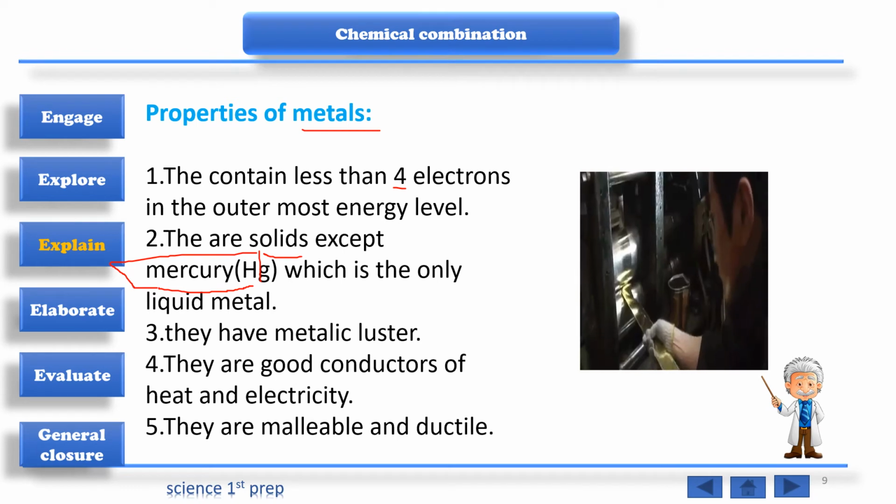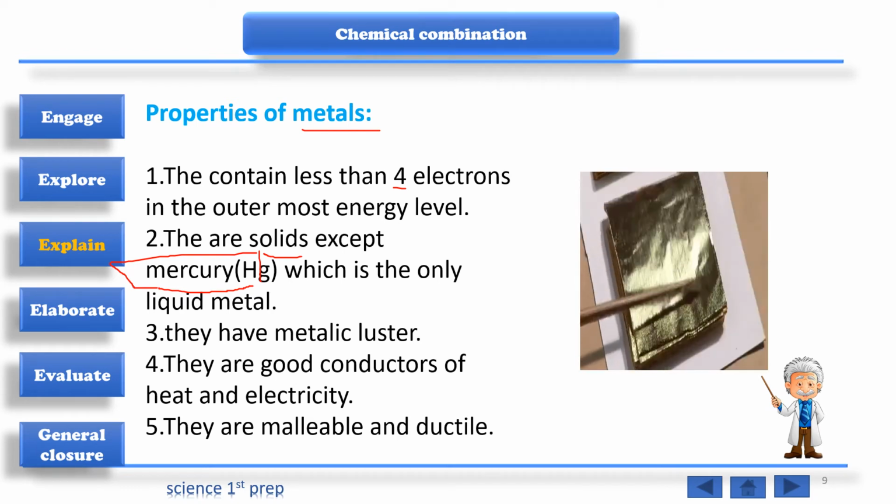They have metallic luster. Metallic luster, shiny, like this. They are shiny.